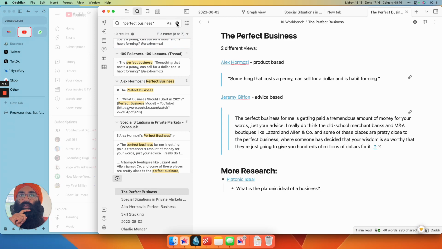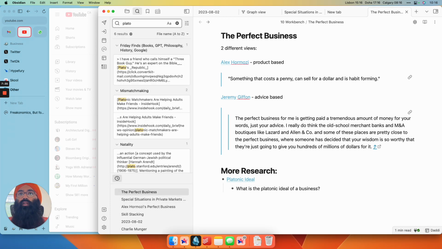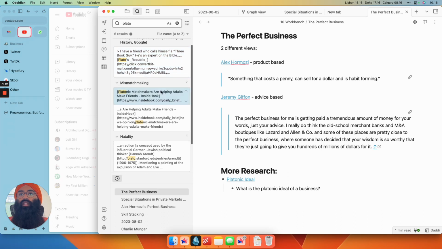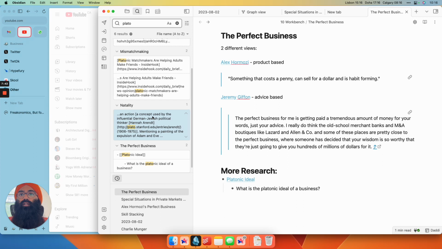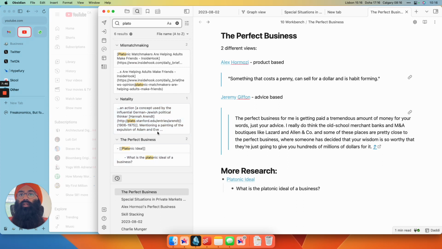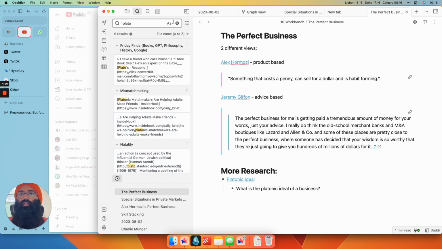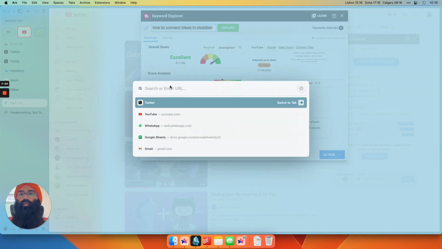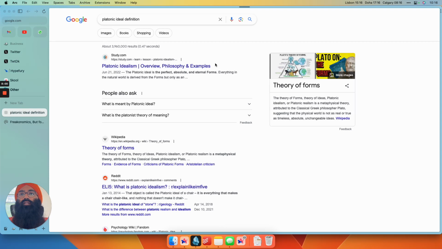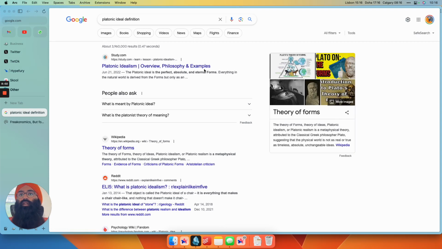So if I look in my notes, do I reference Plato anywhere? I'm really curious. Plato's Republic comes across in this newsletter. This is a business idea I aborted. Another topic, another reference here. So nothing crazy. Let's jump into Platonic ideal definition. Let's have Google help us out here.